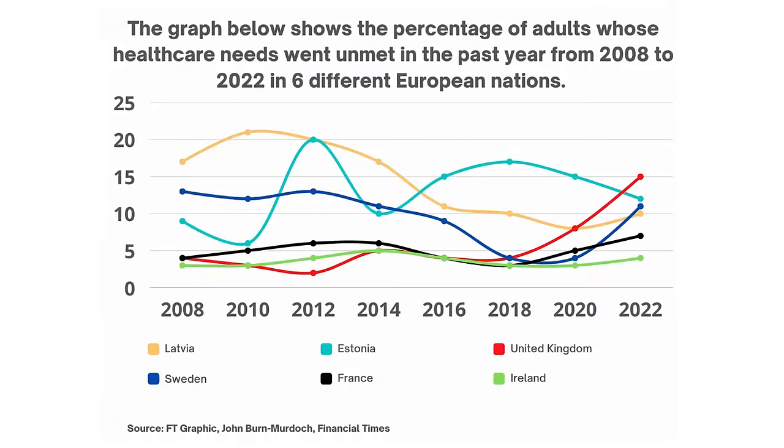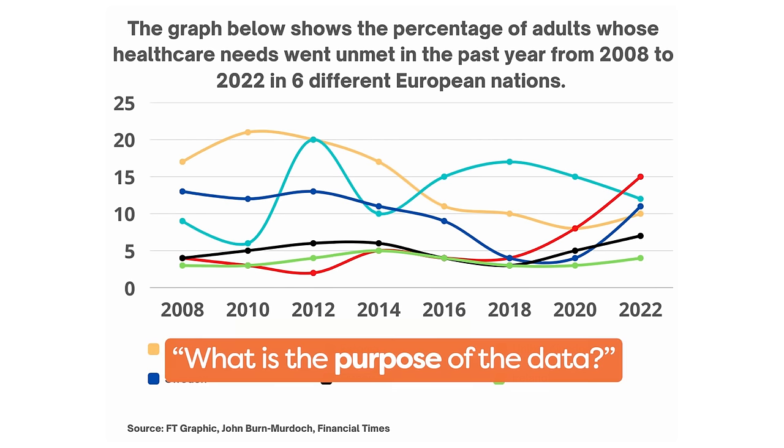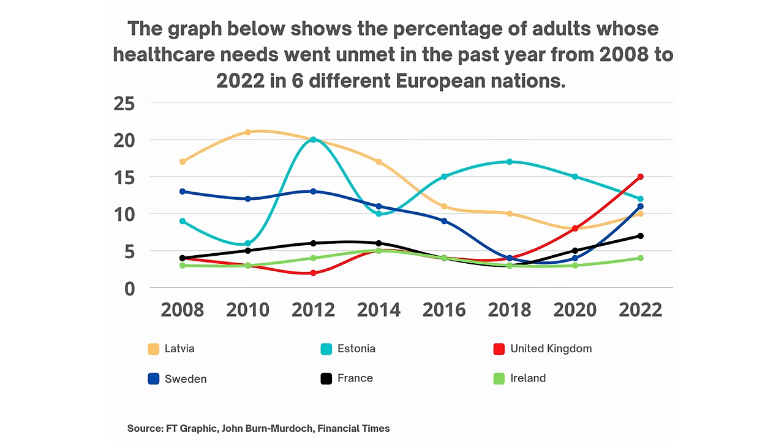When you're writing an overview, you need to think about what is the purpose of the data. Why did the person who created this chart do that? What is the purpose of it? And this is real data that was featured in the Financial Times. So when we look at this, we can see that it is doing two things. When we see a line graph over time, it is showing the general trends over that time period. So we're looking for generally what is happening between 2008 and 2022, because that is the purpose of this chart.